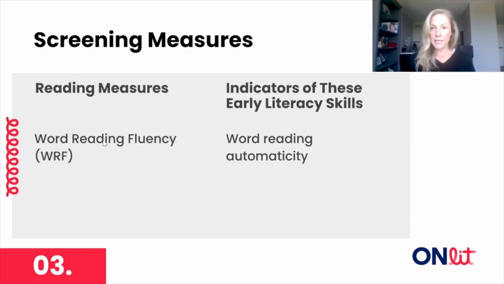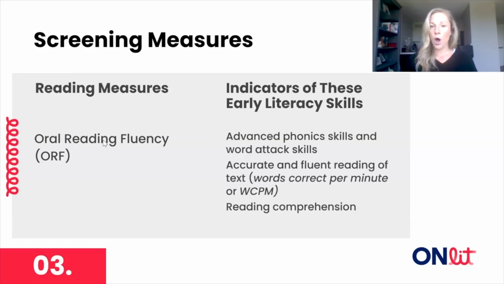A word reading fluency measure provides information on automatic word reading. These are with real words. Probably the most commonly known screener is the ORF, or oral reading fluency. This measures accurate and automatic word reading as well as reading comprehension. There are additional measures, including maze and silent reading fluency, that are introduced at higher grade levels.